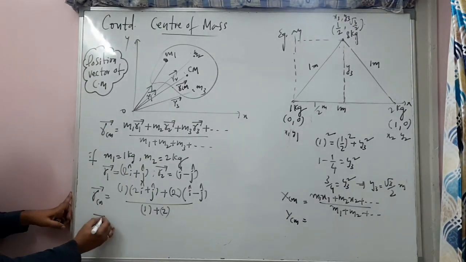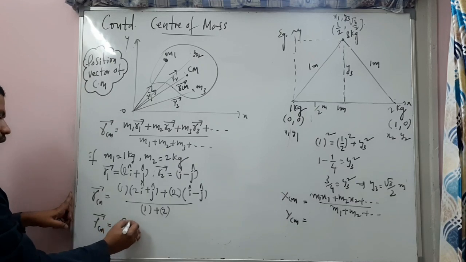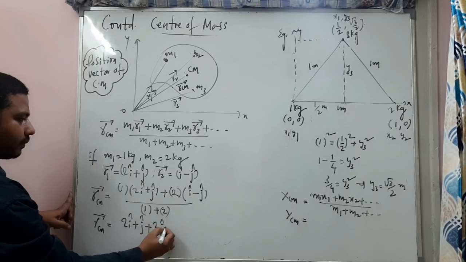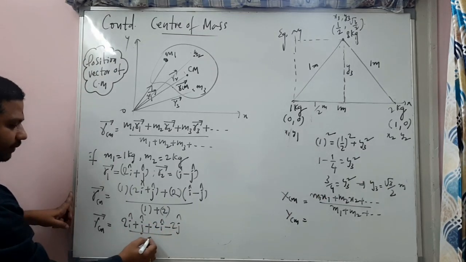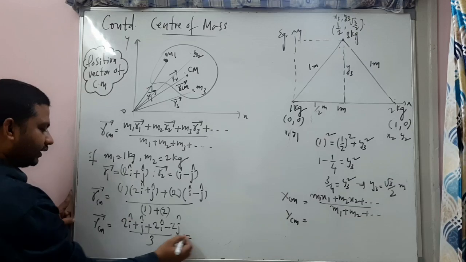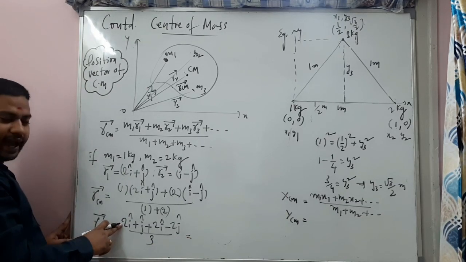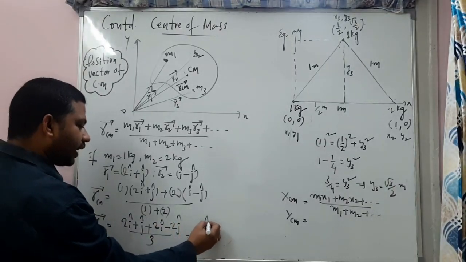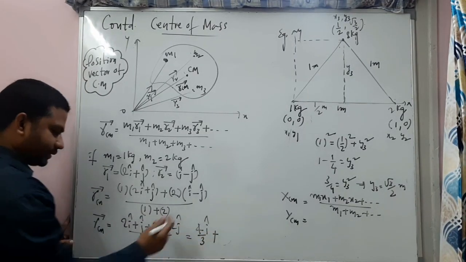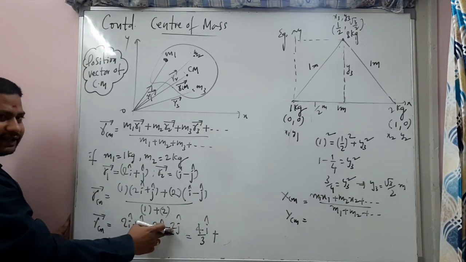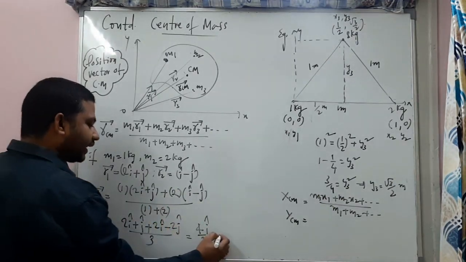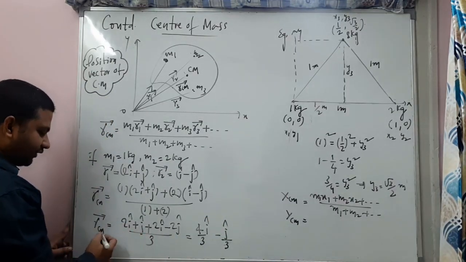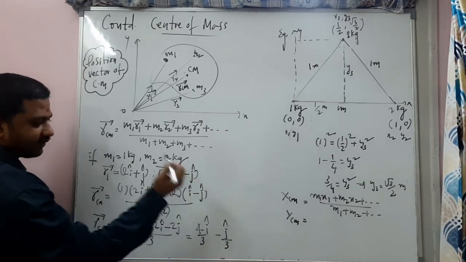So RCM bar is equal to (2i cap plus j cap plus 2i cap minus 2j cap) divided by 3. What is the final answer? You get it? What is the final answer? It is 4i cap by 3 plus j cap minus 2j cap, that means minus j cap divided by 3. So this is the final position vector of the center of mass.